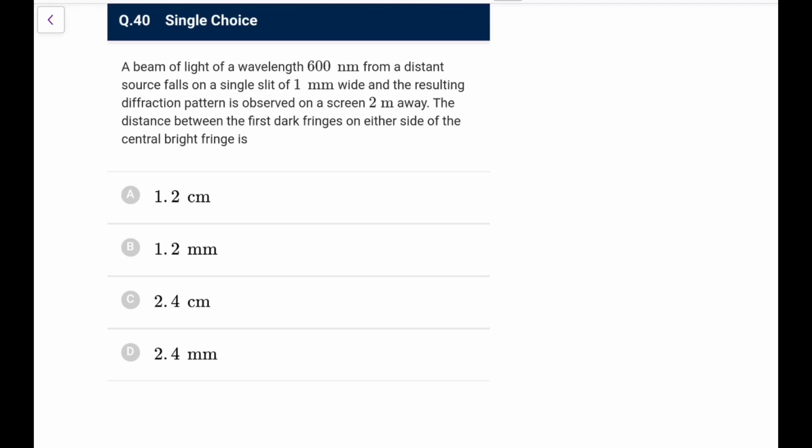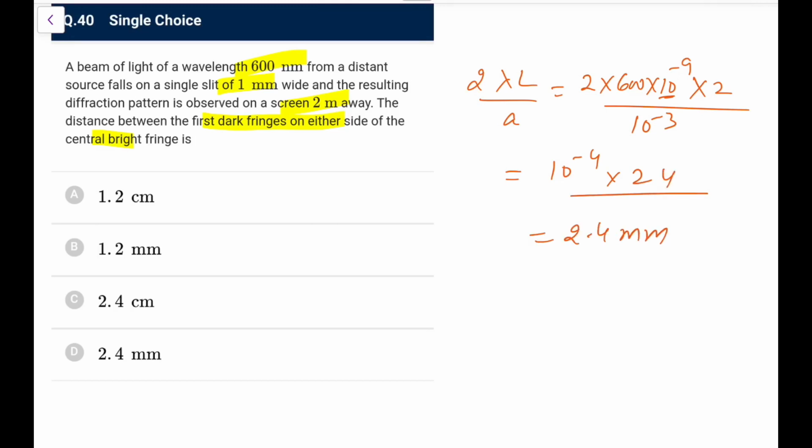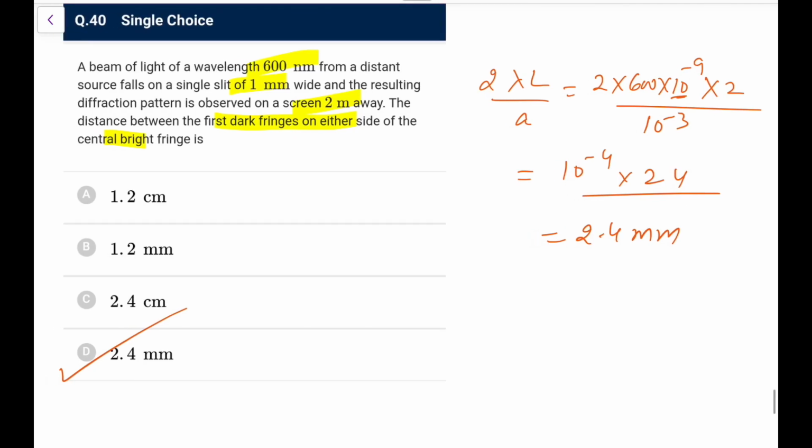Beam of light of 600 nanometer from a distant source falls on a slit 1 mm wide, resulting in diffraction on a screen 2 meters away. Distance between the first dark fringes on either side, that means the width of central maxima, is being asked. So it is 2 lambda L by a, lambda is 600 into 10 to the power minus 9, the distance of the screen is 2, and the slit width is 10 to the power minus 3. So this is 9, 3 and 2, 5, so 10 to the power minus 4 and 24. So I can directly go for 2.4 millimeters, that is the answer. I'll go for 2.4 millimeters, go for option D.